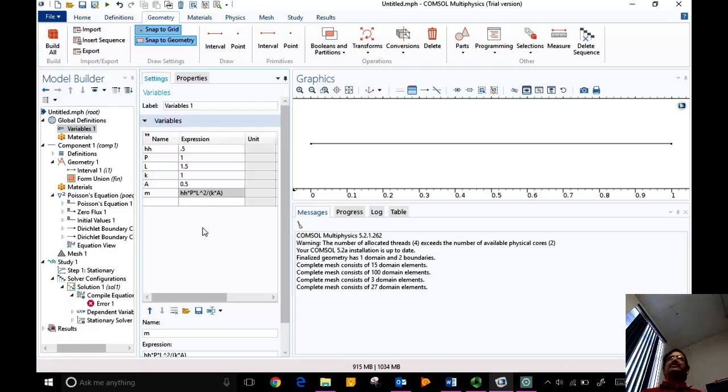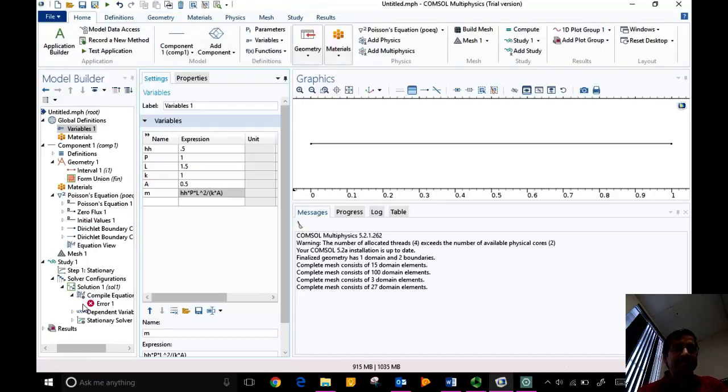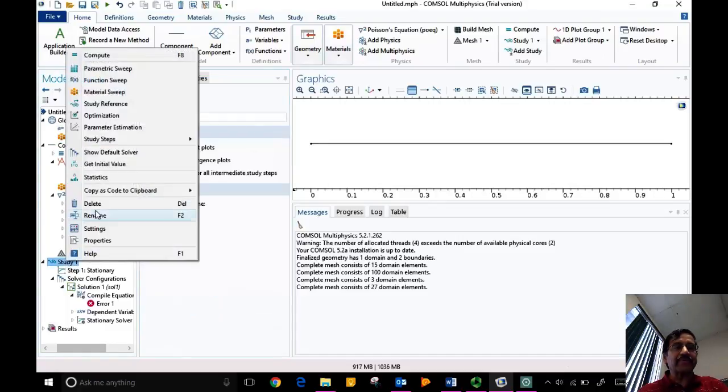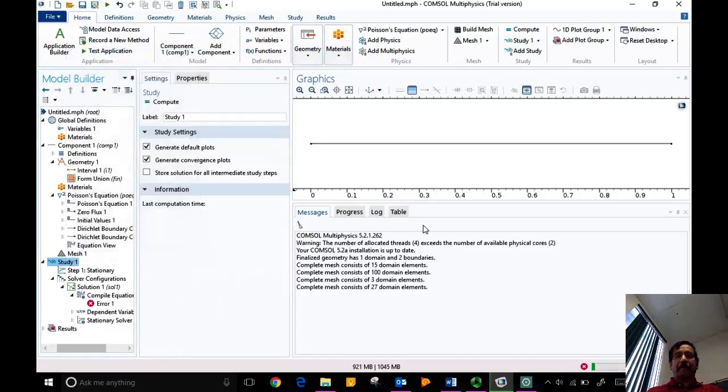Those kinds of frustrations come with programming. When somebody writes a program, you need to know exactly what they mean, right? So you need to live with that. So let's go and try to compute again.